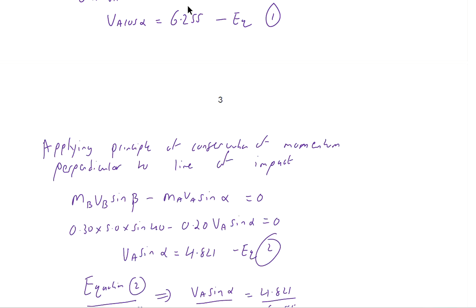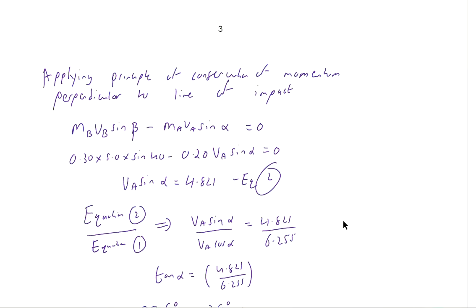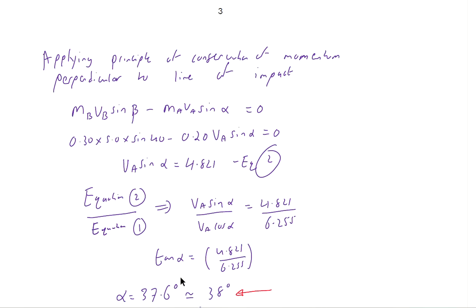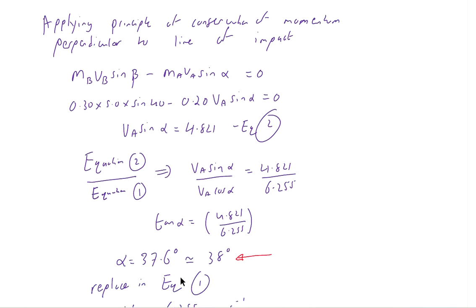So we have now two equations, 1 and 2, with the same two unknowns, two equations, two unknowns. We should be able to solve simultaneously. First thing, I think the easiest thing to do is to find alpha. I can have equation 2 divided by equation 1. The VA will be eliminated. Sine alpha over cos alpha is simply tan alpha. So I get tan alpha here, and I can solve for alpha. It's going to be 38 degrees.